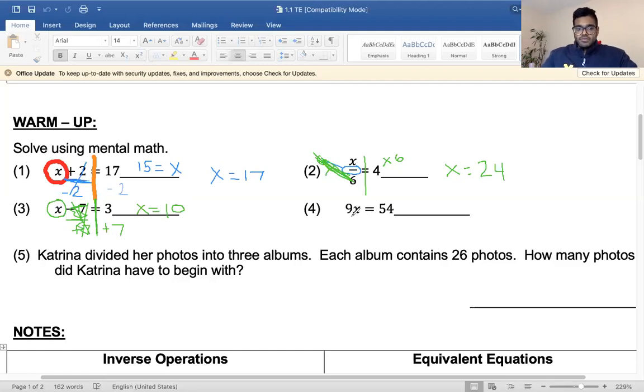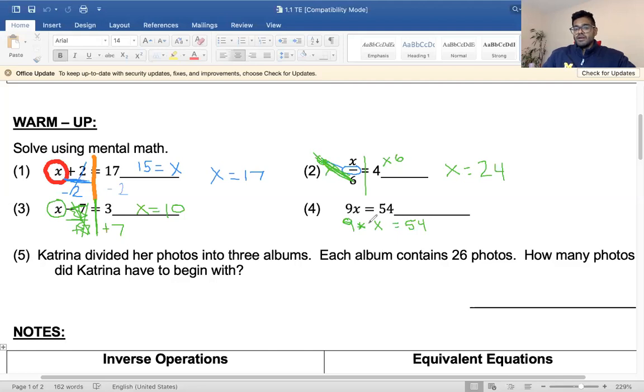Okay, last one of the warm-up here. We have 9x equals 54. Now, what imaginary operation is happening between this 9 and the x? Well, if you don't see an operation in math, it's going to be multiplication. So right here, this is really 9 times x equals 54. Again, whenever you don't see something, it's just a multiplication sign. Whenever you don't see an operation there.